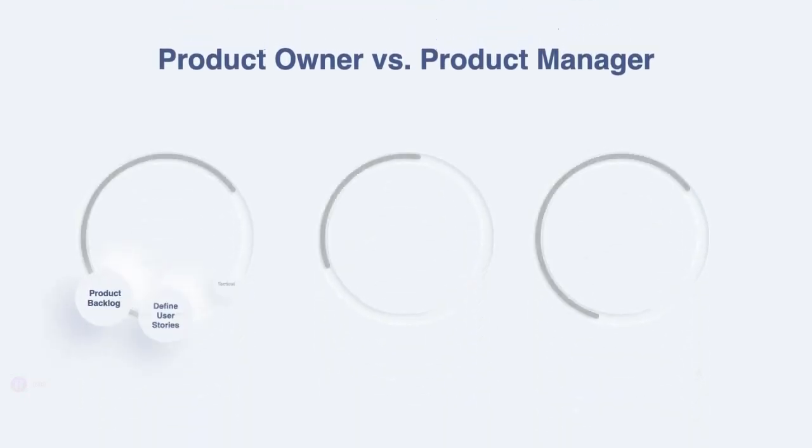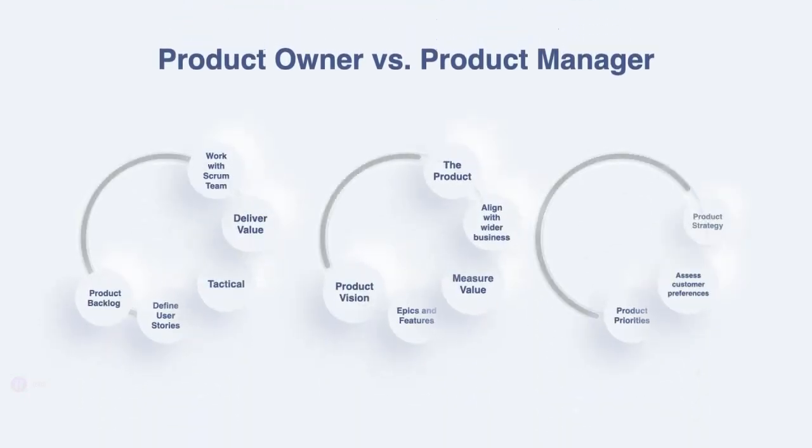Now, I say there's differences in the roles, but they absolutely work hand in hand. Ideally, in most organizations, you will have a defined product owner role, or many product owners, and defined product managers as well, that work closely as time goes on. So let's focus on the bubbles on the left-hand side.